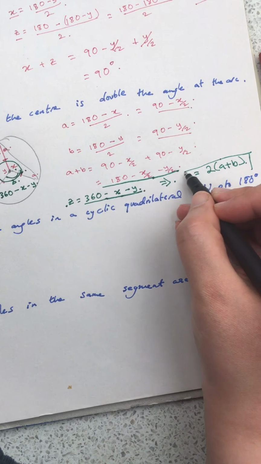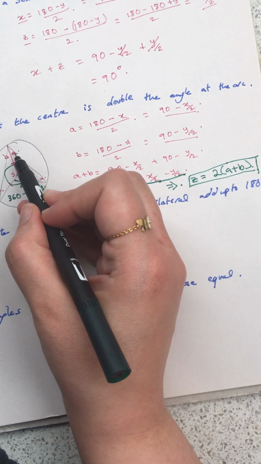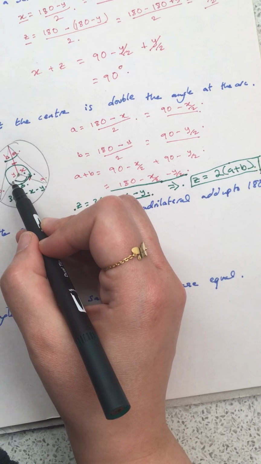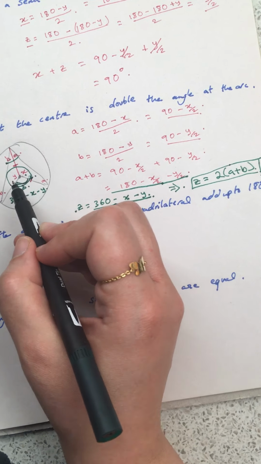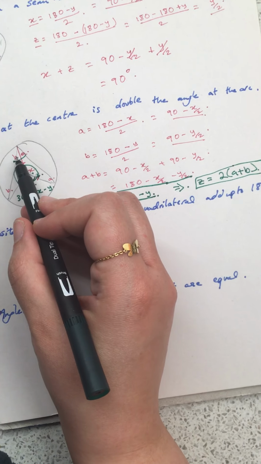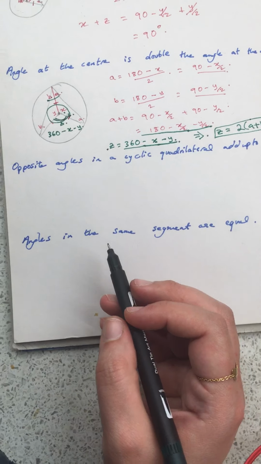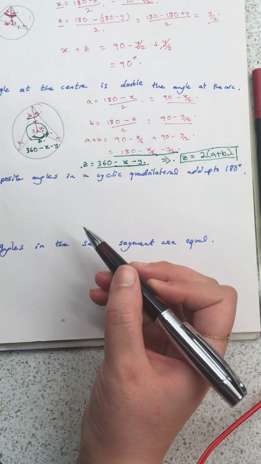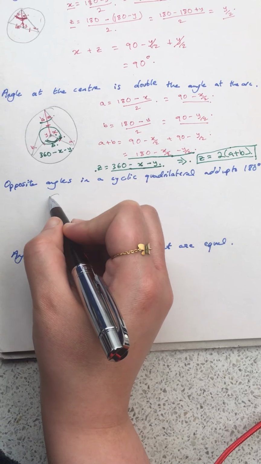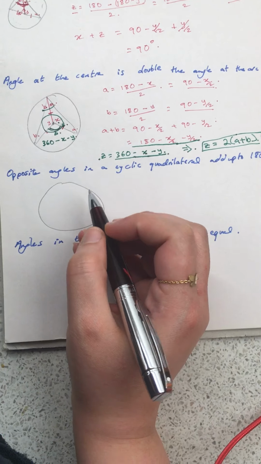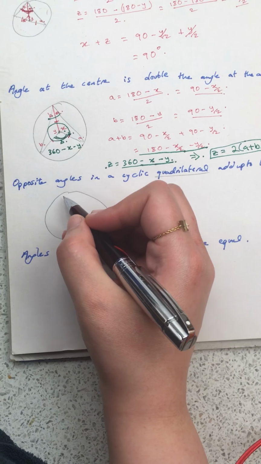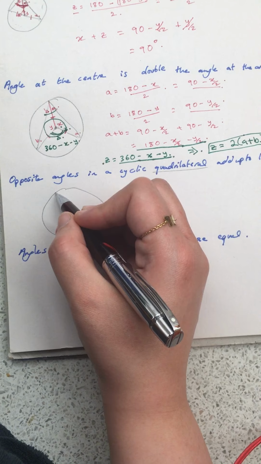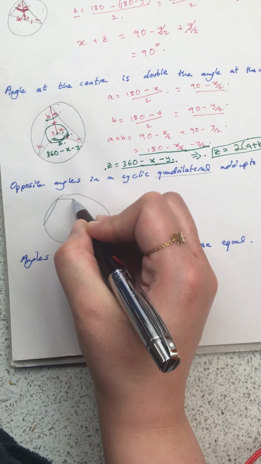So we've proved it. We've proved that angles on the arc are half the angle at the centre, or the angles at the centre are double the angle at the arc. The next one. I have opposite angles in a cyclic quadrilateral add up to 180. What that means is, if I have a circle, and a cyclic quadrilateral is a quadrilateral inside the circle. So like this.